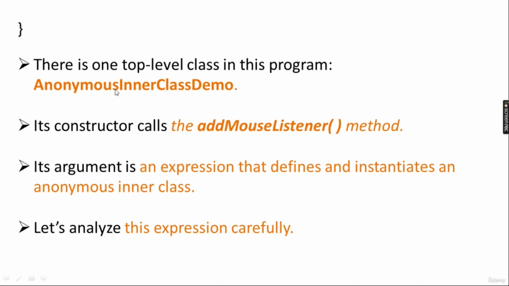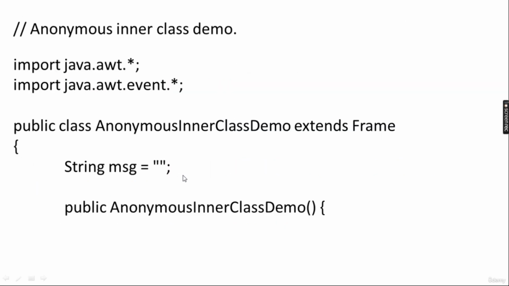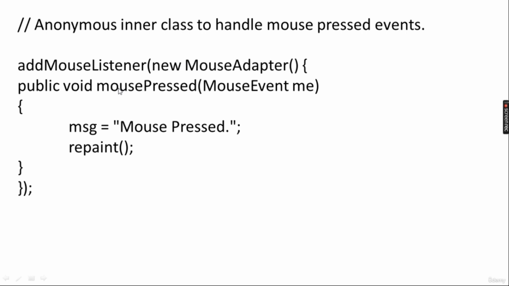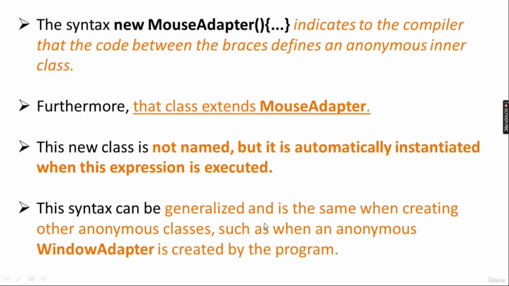There is one top level class, anonymous inner class demo, and its constructor calls the add mouse listener method. So the constructor calls add mouse listener, new mouse adapter. Inside that, we are opening and closing the bracket, and here we are providing the mouse press event. This argument is an expression that defines an instantiated anonymous inner class. So we will see this expression.